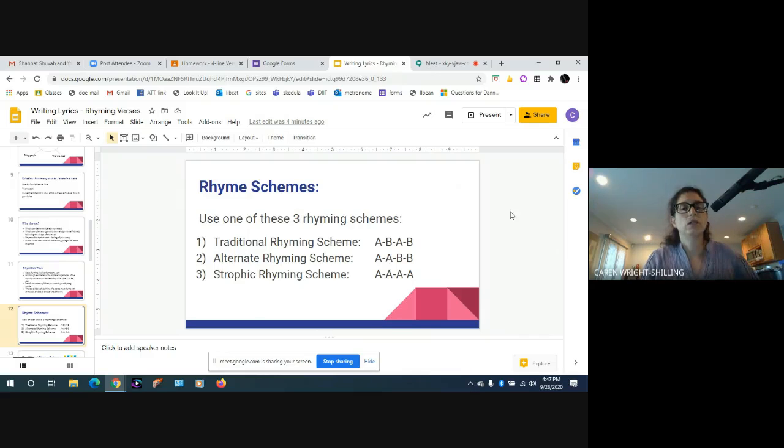Okay, so there's 3 patterns we're going to use. You choose one. So far, I noticed a lot of people picked 3, AAAA. That means all the lines rhyme. Okay, so number 1, traditional rhyming scheme, A, B, A, B. That means the first and the third line rhyme.